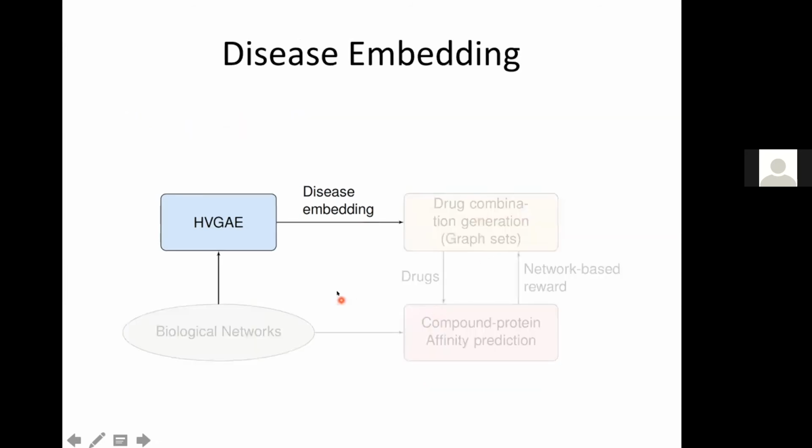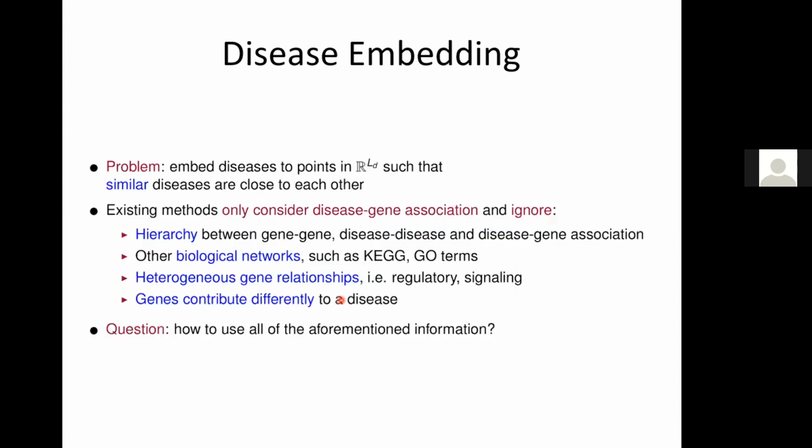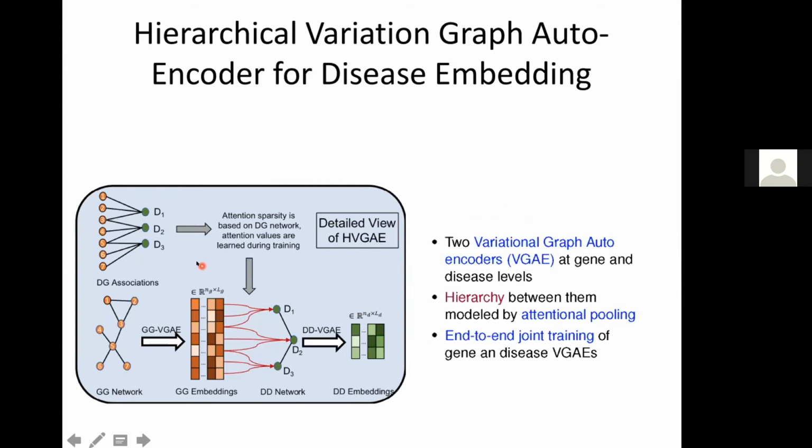Let's start with how you represent a disease. The previous methods focus on just using the associated genes, and they ignore a lot of information such as gene-gene, disease-disease association and the biological networks. They also consider genes to contribute equally to a disease. We decided to think beyond that. And how do we do that? We have two variational graph autoencoders to embed the gene-gene network and the disease-disease network. Connecting them are the sparse connections introduced by the gene-disease associations. This is done by end-to-end joint training. And this hierarchy is modeled through attentional pooling so that genes can contribute differently to a disease.